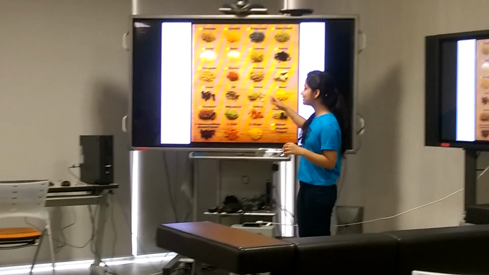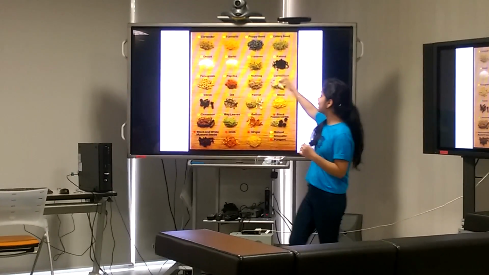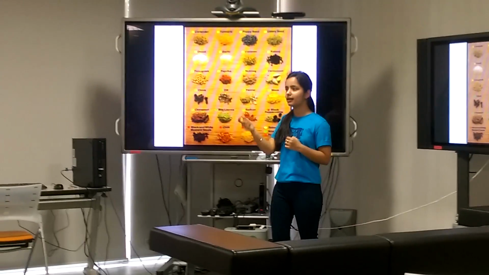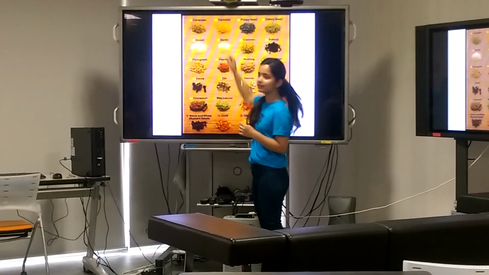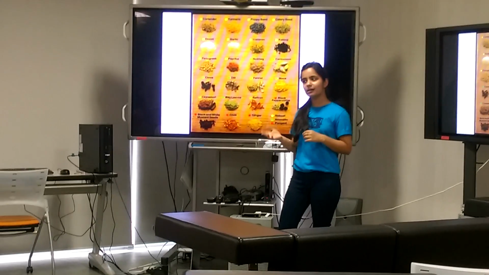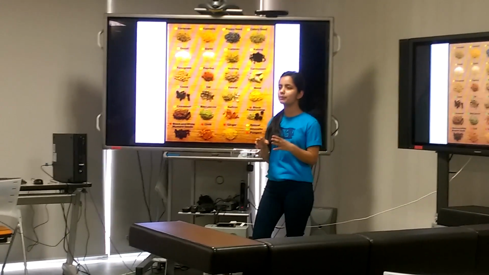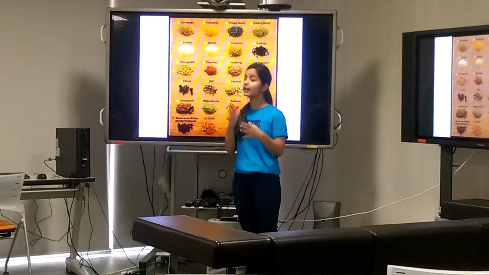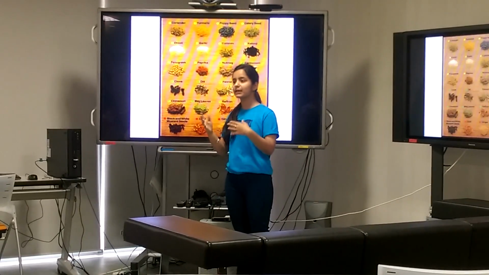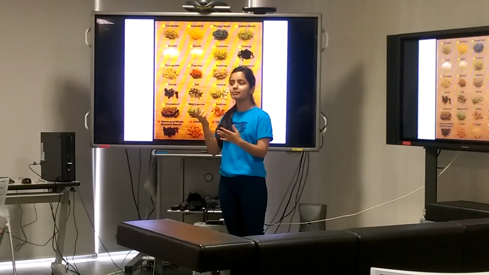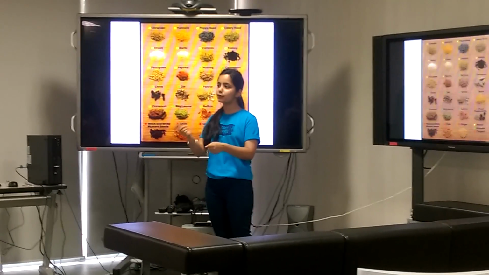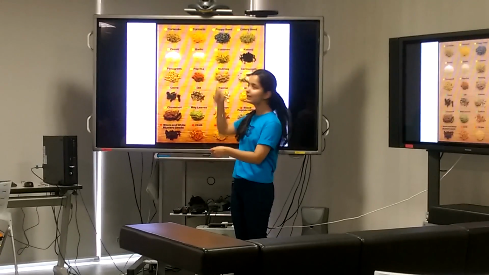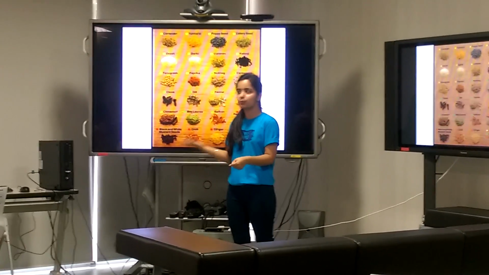So my point is, and one more thing is turmeric. The curries are yellow in color. Why? Because we add turmeric in most of the curries. Turmeric is a very good spice, very good for digestion, and it's very good for diabetic patients. And if you have a wound and you don't have any antiseptic cream with you, you can directly apply turmeric powder on it and it will heal it.